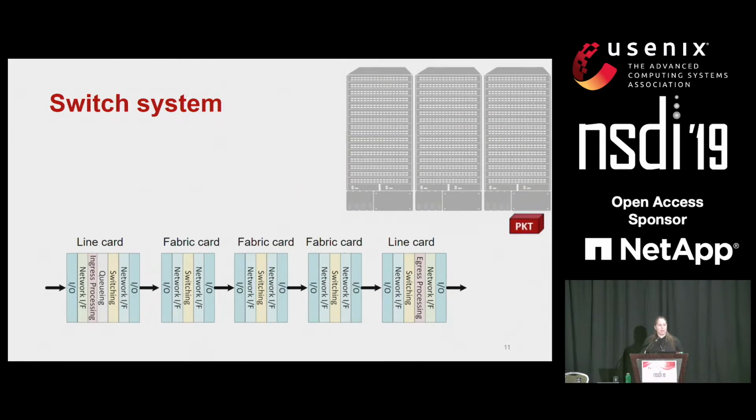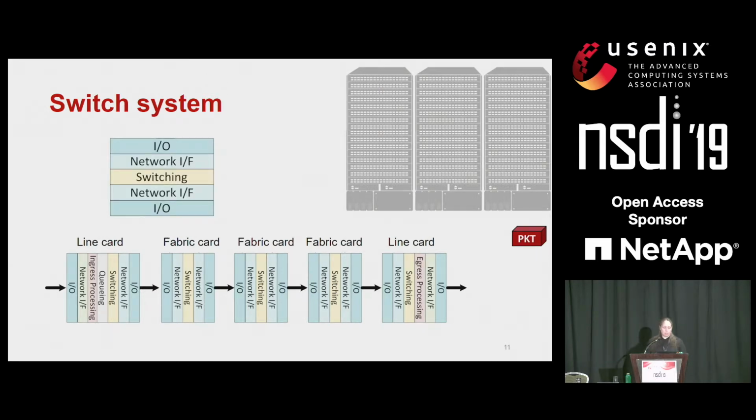It will start at a line card, go through a first stage fabric card, a second stage fabric card, a third stage fabric card, and go out through the line card. But look at the network switch that I'll use within the fabric card. It will be a lot simpler.